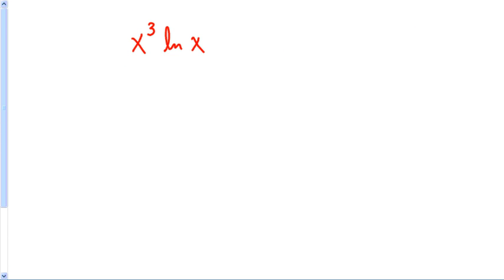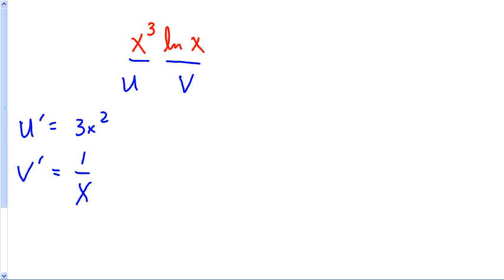Oh my goodness, how about this one? First thing out of my head, boom, that's a U, that's a V. Oh, cool. So U prime, because I see a product here, equals 3x squared. V prime would be 1 over x. So U prime V plus U V prime, I'm just in turbo mode working these questions.